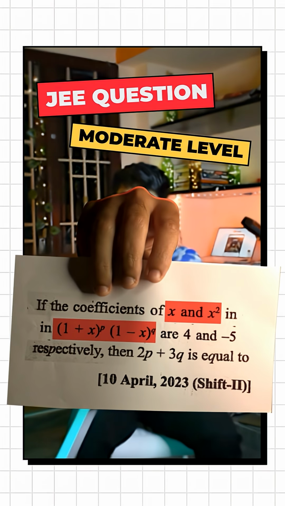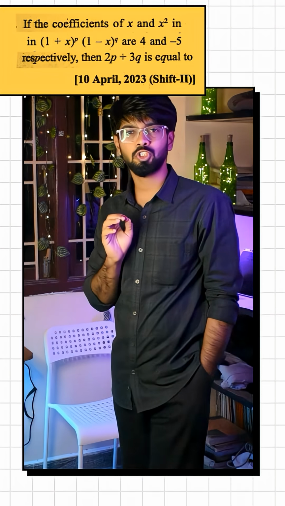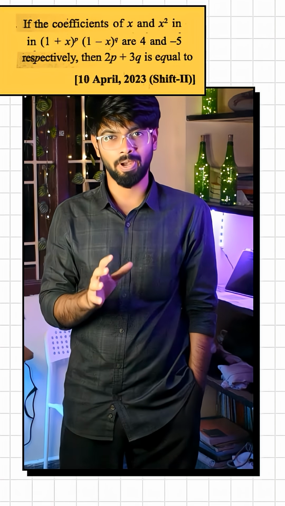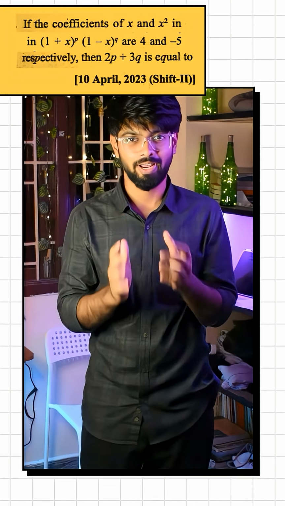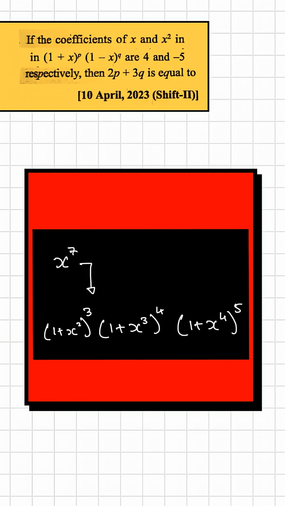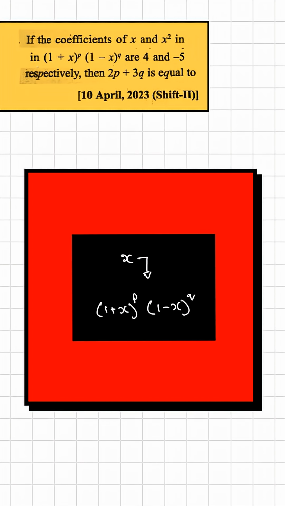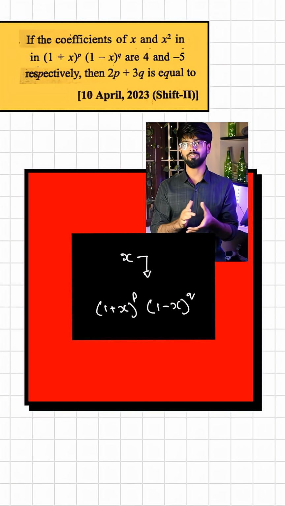Let me see if you can find the coefficient of x and x square in this expansion. This is a question on x power r in the product of two binomial expansions, and this is how questions under this topic can be asked. For example, find the x cube coefficient in this expansion, find x power 7 in this expansion, or else like in this question, find x in this particular expansion. So this is what we are interested in.